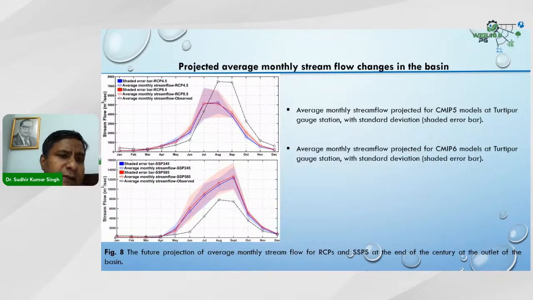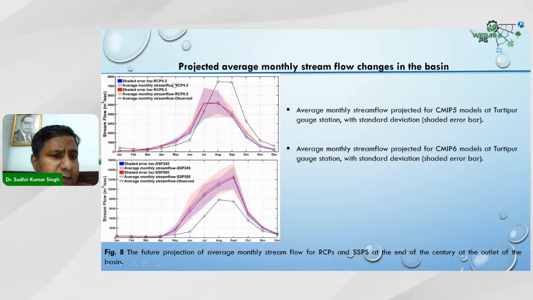If we are considering the average monthly stream flow for the same region, you will find CMIP5 and CMIP6, correct? So here there are four: one ensemble error bar graph and average monthly stream flow for RCP 4.5, the blue star-like lines you will see. Then the ensemble error bar for RCP 8.5 in red, and the average monthly stream flow observed, the black dotted star line.